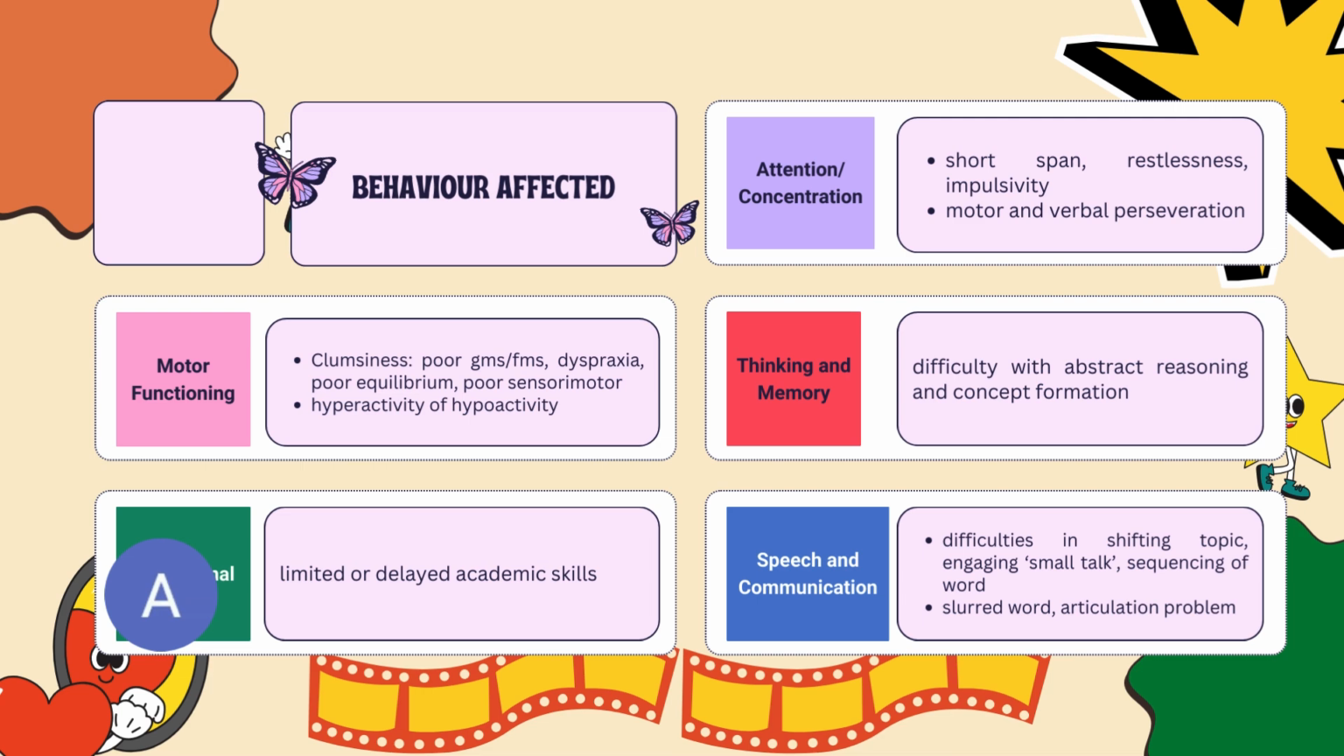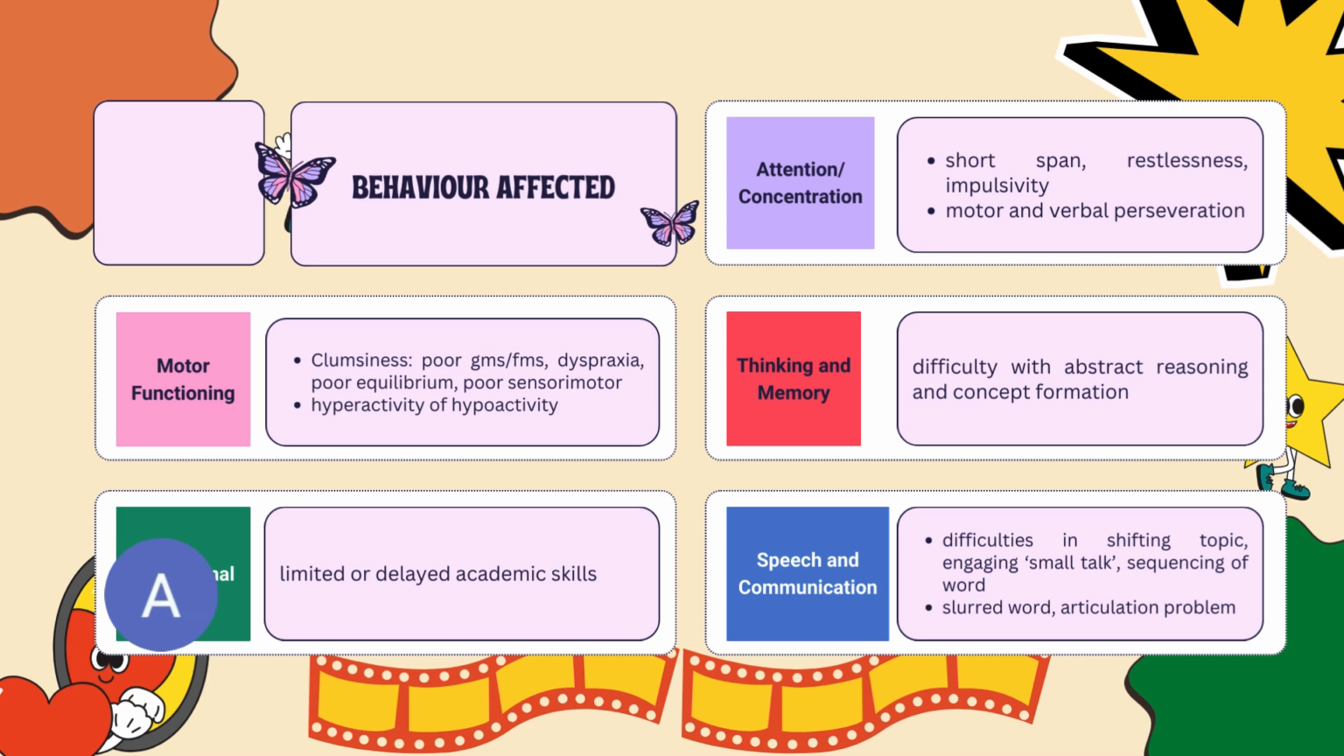And they would show either a hyperactivity in the sense that they move too much, they talk too much, they're just very hyper, or a hypoactivity in which they don't talk, they don't move, they lose all motor ability. Next is in terms of educational, as mentioned before. So children with learning disability would show limited or delayed academic skill.